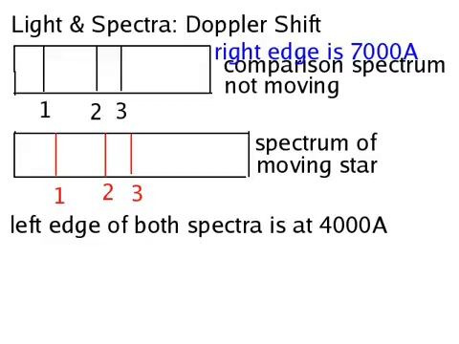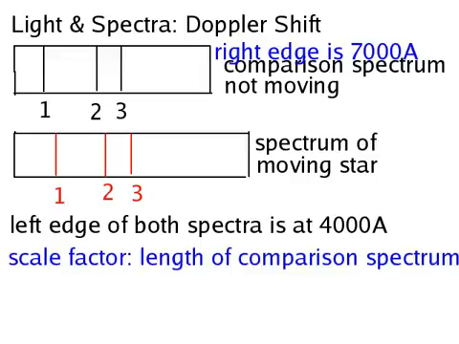So now, first of all, we need to get a scale factor going. There's not a scale bar, but we know that the length of the comparison box is 3,000 angstroms long. So for our scale factor, we have the length of the comparison spectrum. Let me write that out.